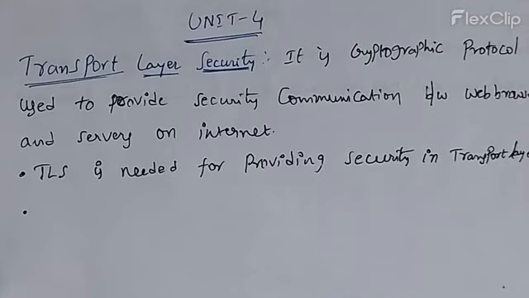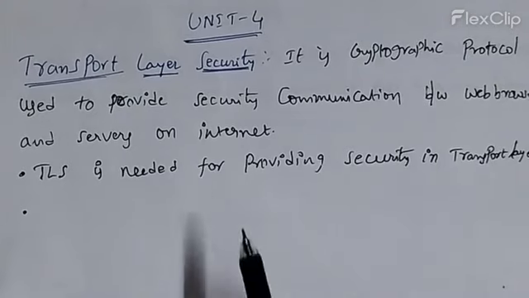In today's class, we will discuss transport layer security. What is the transport layer? In the OSI model, the transport layer is the fourth layer. The main role of the transport layer is to provide communication services directly to the application layer. The transport layer provides logical communication between application processes running on different hosts. That is the main aim of the transport layer.